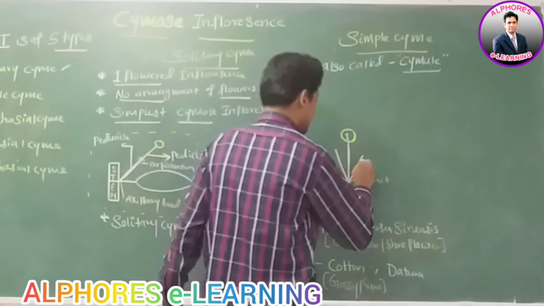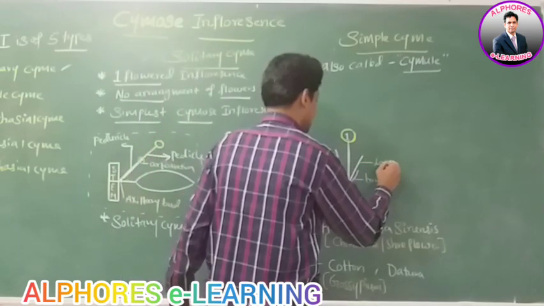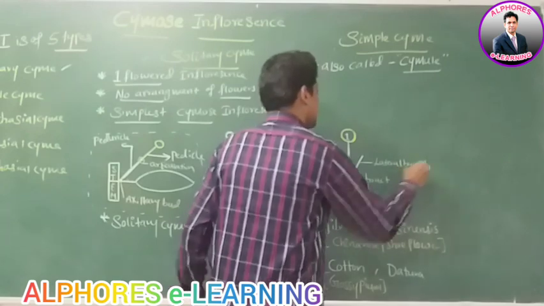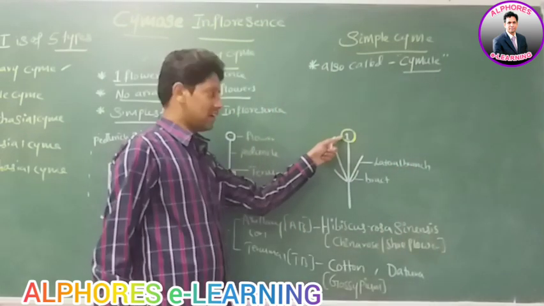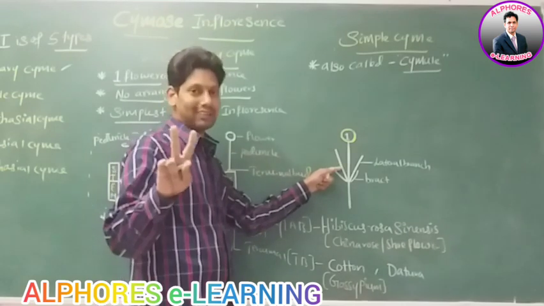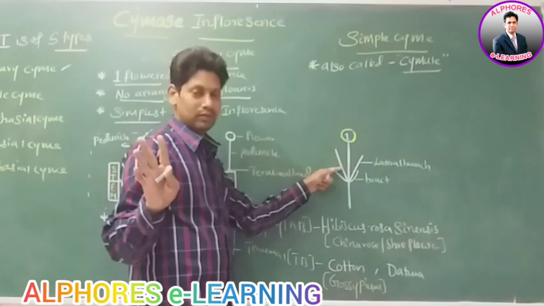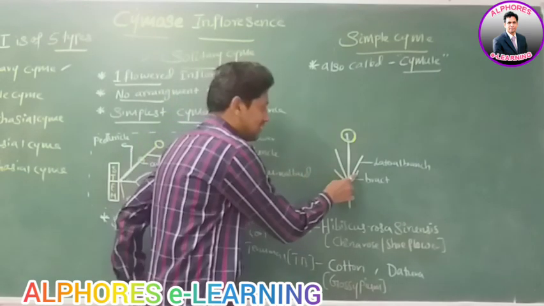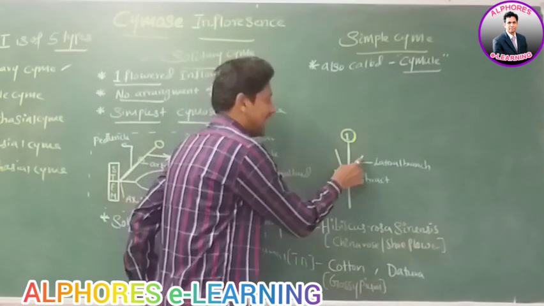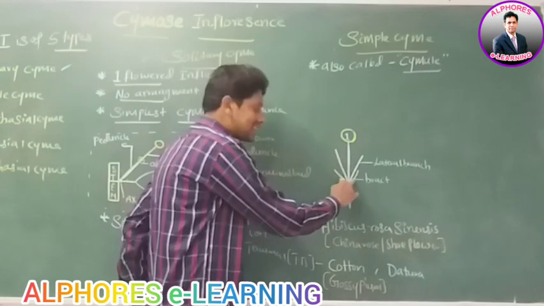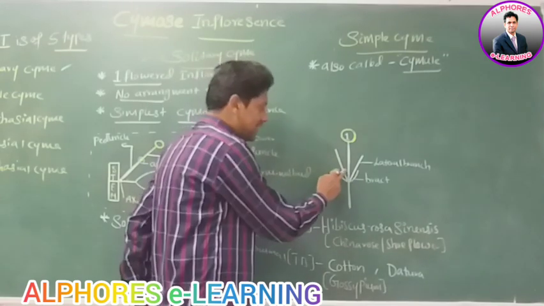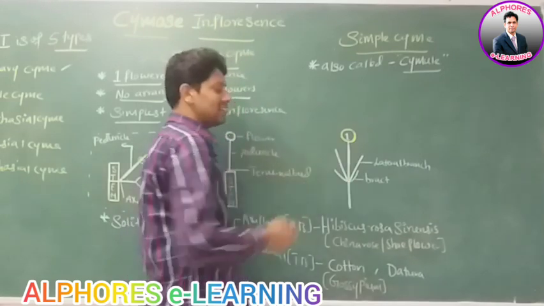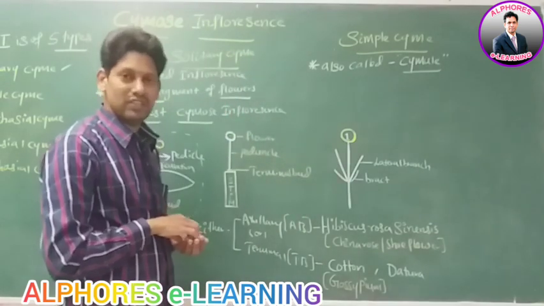This is a lateral branch. From the base of this flower, how many lateral branches? Two lateral branches. But sir, you told only one? What I am saying is, from the axil of each bract, one lateral branch develops. How many bracts are there? Two bracts, which means two axils. From the axil of each bract, one lateral branch. Is it okay?